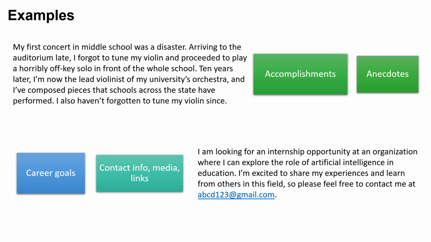So this excerpt would likely be included at the end of the LinkedIn summary, and it indicates that this person is specifically looking for an internship, and it gives a really easy way for others to contact them very efficiently.